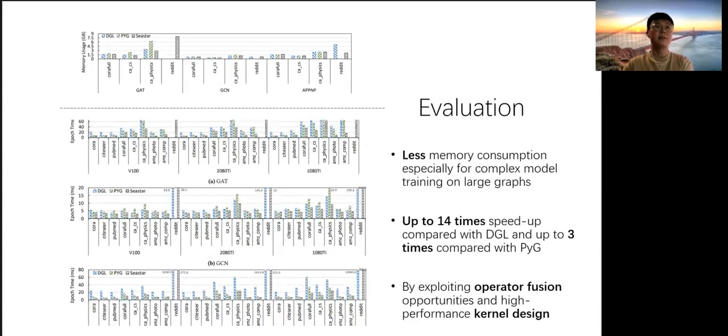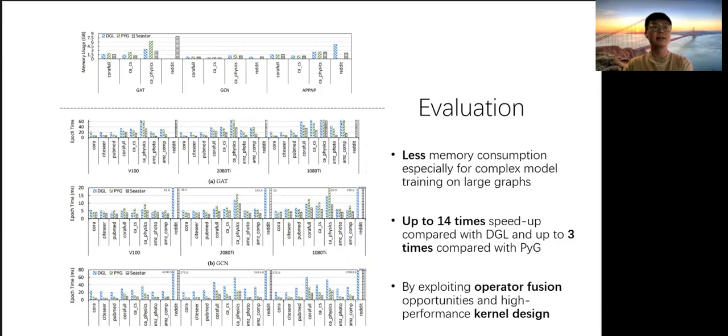We compare the memory consumption and epoch time of Seastar with DGL and PYG using 3 models, GCN, GAT, and APPNP, on 9 datasets and 3 hardware platforms. Seastar uses less memory, especially for complex models trained on large graphs. For example, for training on Reddit dataset, PYG fails due to out-of-memory error for all 3 models. DGL only finished training of GCN, while Seastar is able to run all models.